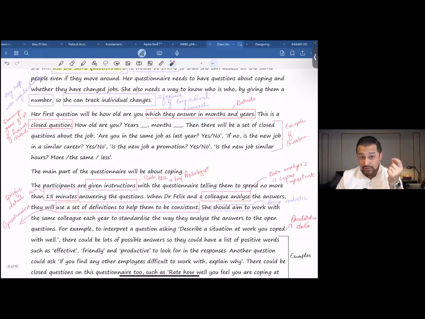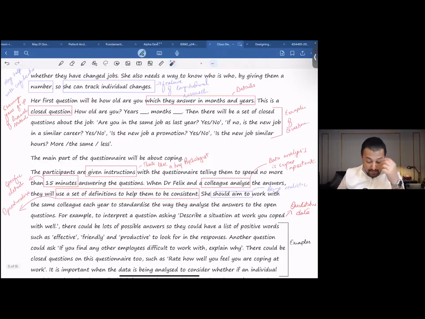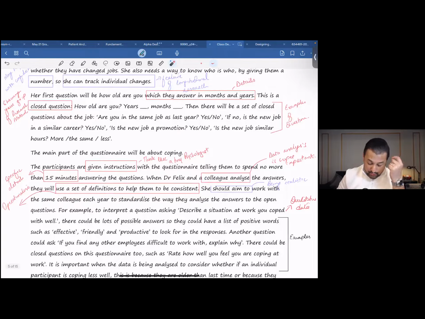Her first question now, remember the task, the measure, whatever the task or the measure that you plan on using. Remember, you need to provide details, you need to be descriptive, you need to explicitly tell the examiner what you have in your mind. So her first question will be how old you are, which they answer in months and years. Remember, look at the details, right? Not that this isn't something that you cannot do. Of course, you can do this. You just need to be mindful and you just need to practice a lot.